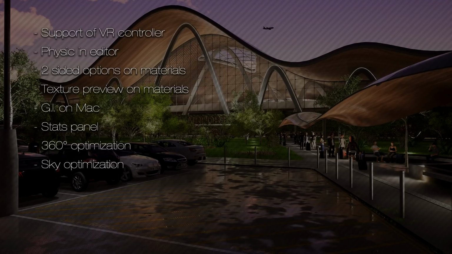We now have the two-sided option on materials. We have the GI on Mac. We worked hard to make the Mac version and the PC version exactly the same, so now the GI is available on Mac. We have the statistics panel that I've shown you earlier. And we have made a lot of optimization regarding, for example, the 360 export. For the panorama and the 360 video, it's now 2 to 4 times faster to create those outputs. And we have also made a lot of optimization regarding the sky in general.